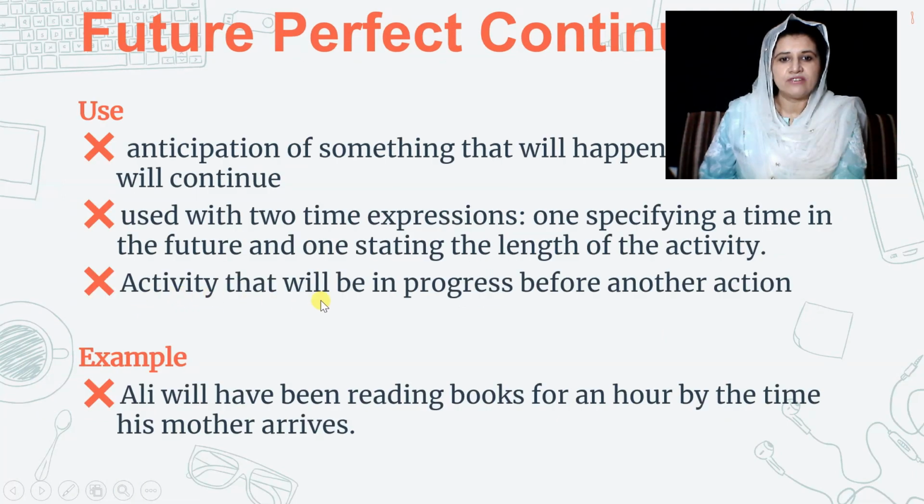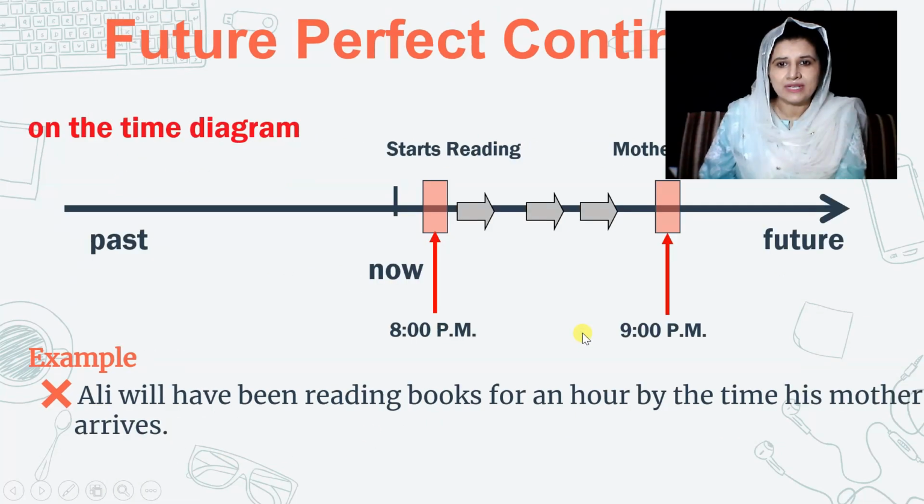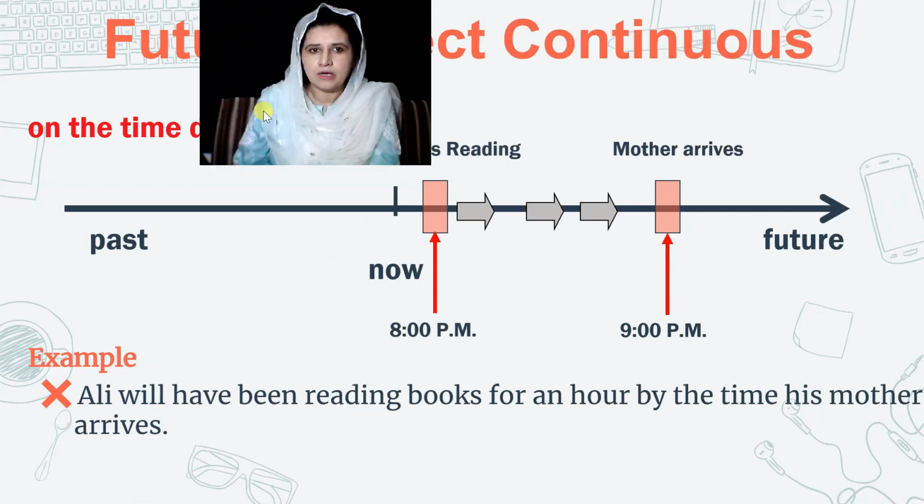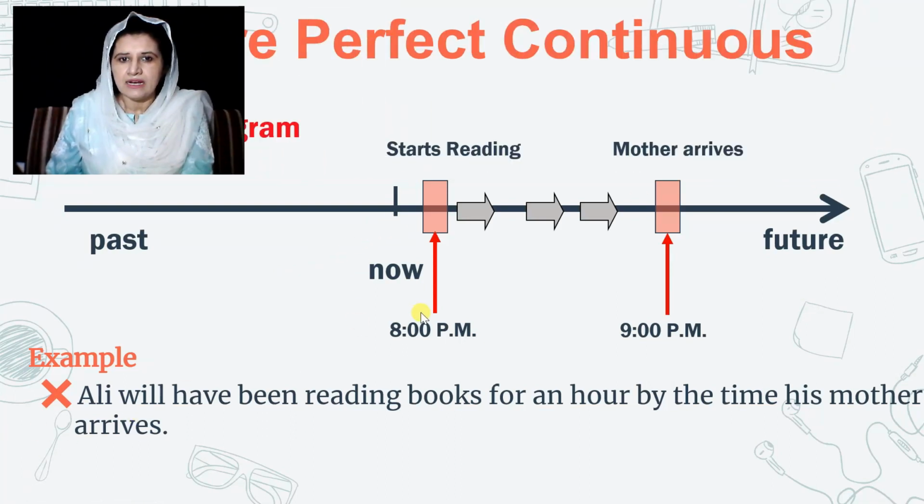Third use, activity that will be in progress before another action. For example, Ali will have been reading books for an hour by the time his mother arrives. So here you can see through this time diagram that maybe Ali started reading at 8 p.m. and his mother arrives at 9 p.m. So when his mother arrives, he will have been reading for 1 hour.